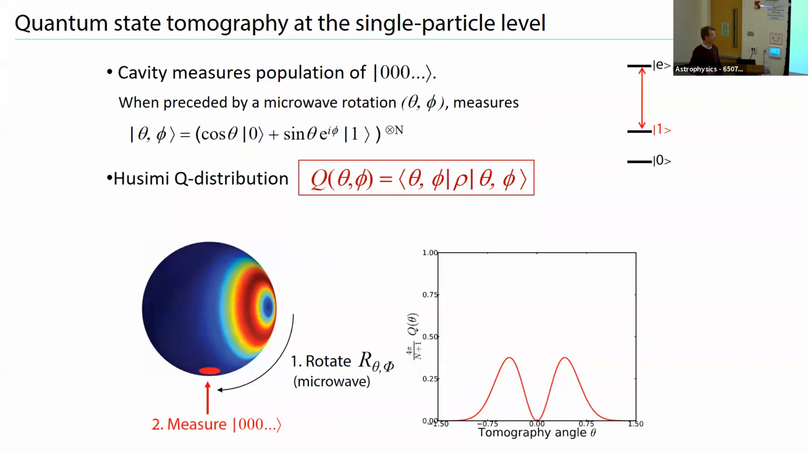So what you have to do is to rotate your Bloch sphere, do the measurement, do that many times, 100 times for the same theta and phi, and then you get some statistics, and that gives one point of this distribution.